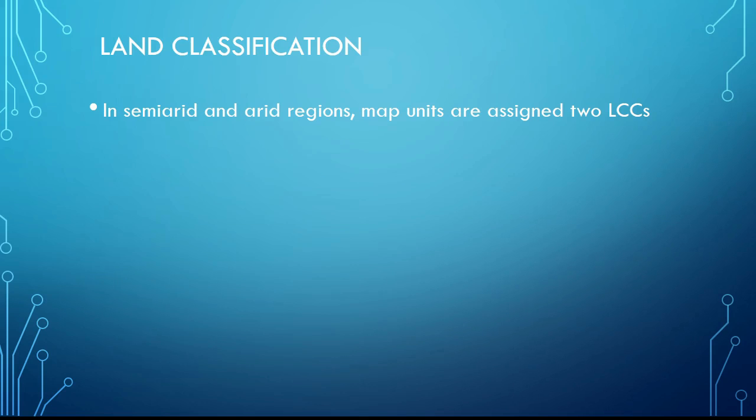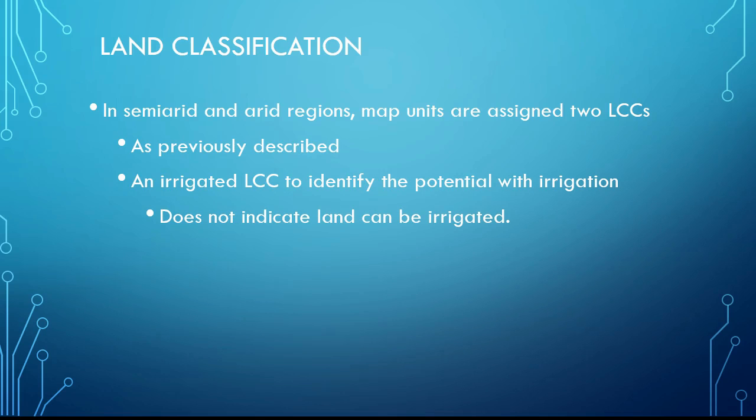And in semi-arid regions, the map units are assigned two land capability classes. The first, just like we did earlier, and then the second, it'll assign an irrigated land capability class to identify the potential of that land with irrigation. However, that does not indicate that the land will be irrigated, just what its potential would be if it were.